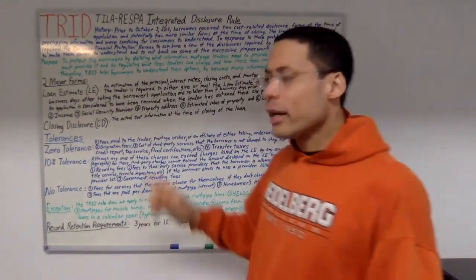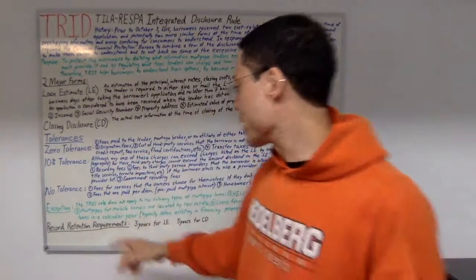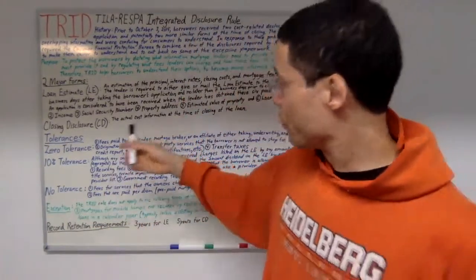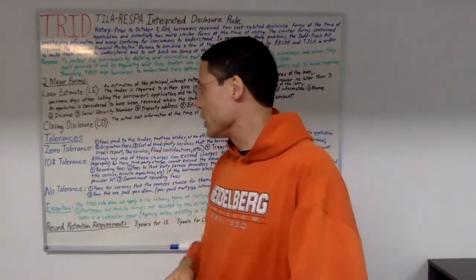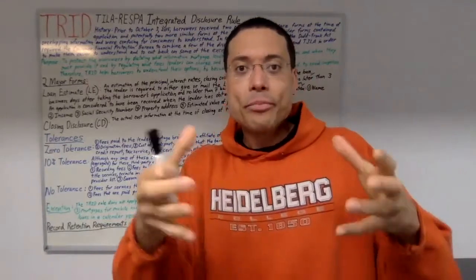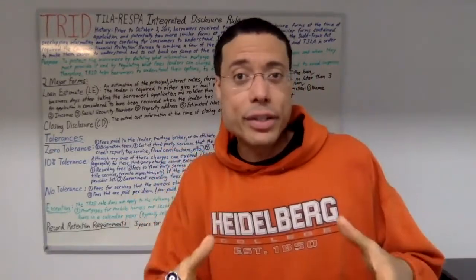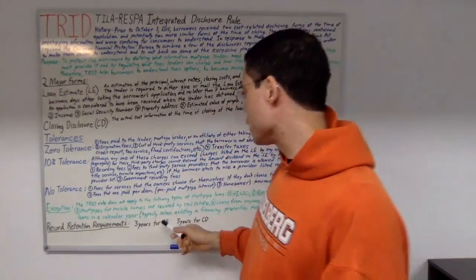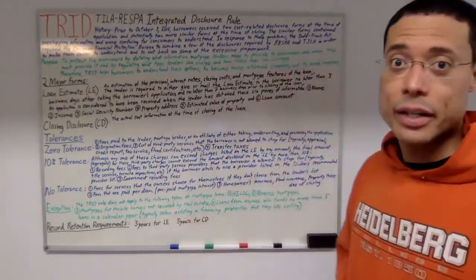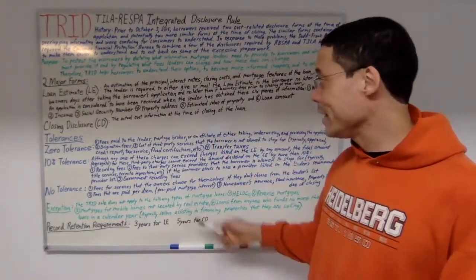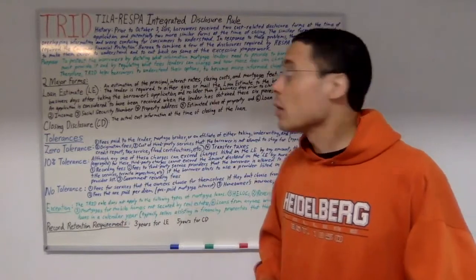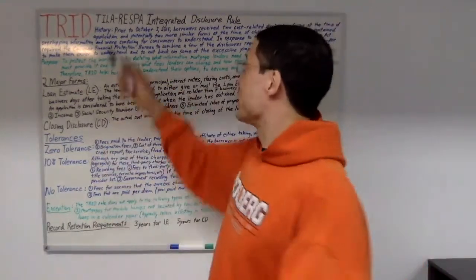And now, what are the record retention requirements regarding these two major forms, the loan estimate and the closing disclosure? How long must the lender retain these records? Well, for the LE, the loan estimate, it is 3 years. And for the CD, the closing disclosure, it's 5 years.